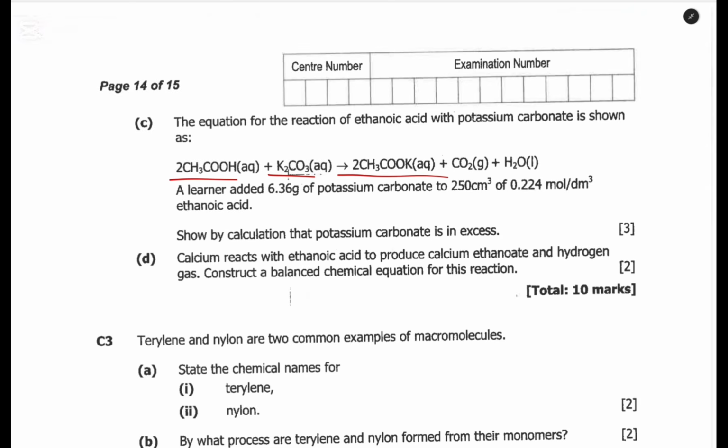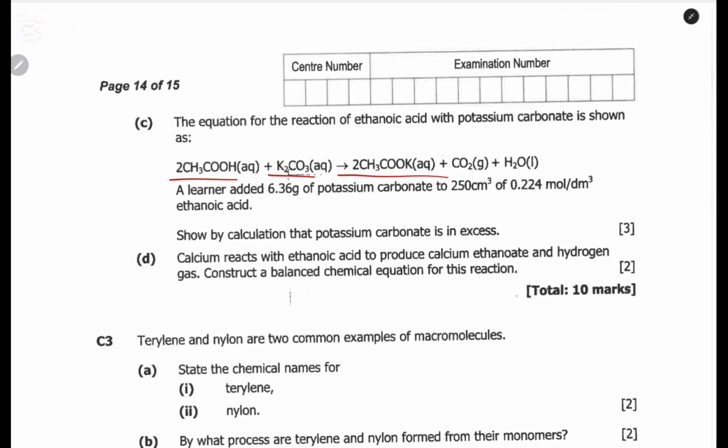So the question is, Elena added 6.36 gram of potassium carbonate to 250 cubic centimeter of 0.224 mole per decimeter cubic of ethanoic acid, or 0.224 molality of ethanoic acid. What is the question? The first question is that show by calculation that potassium carbonate is in excess. Show by calculation that potassium carbonate is in excess. That is the first question, which is the C question.